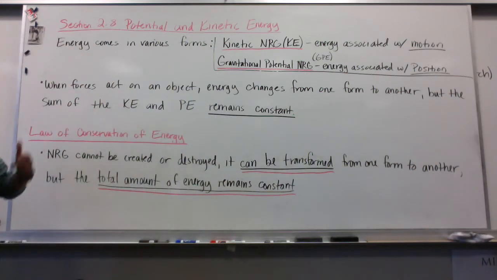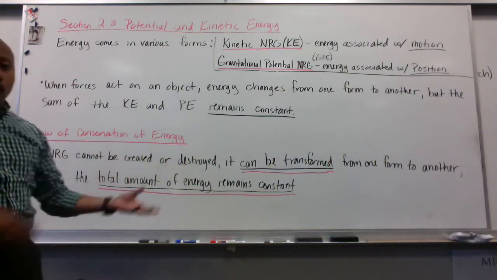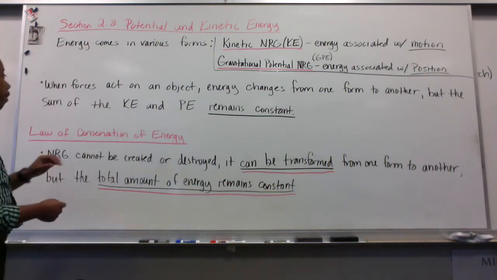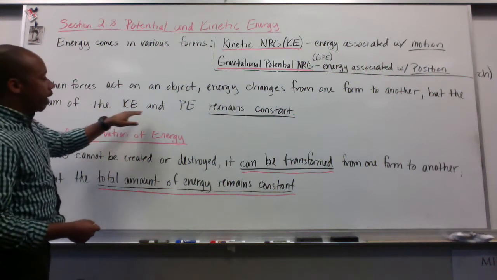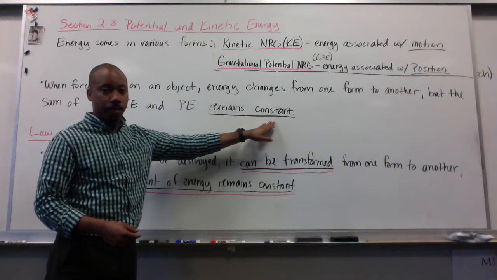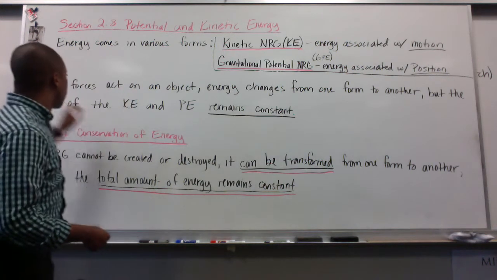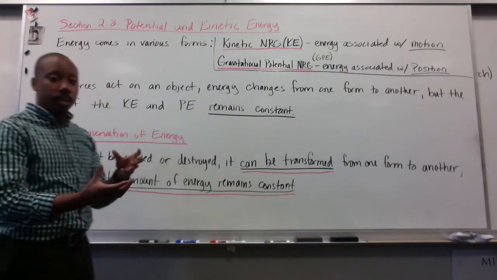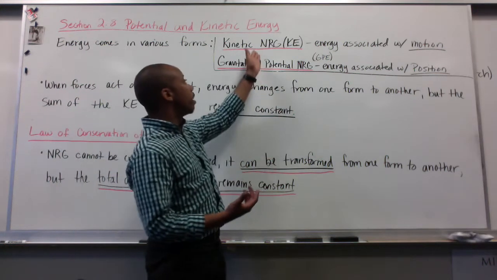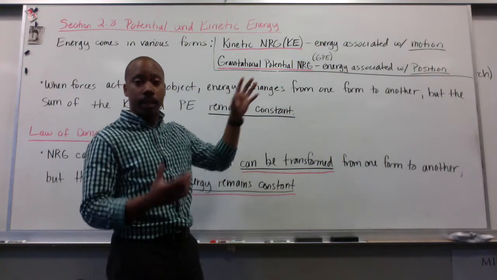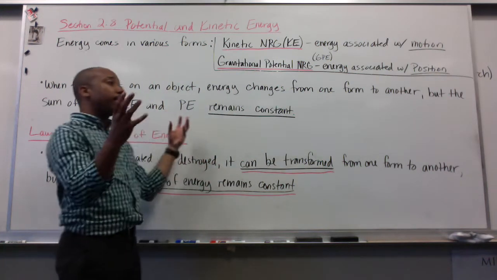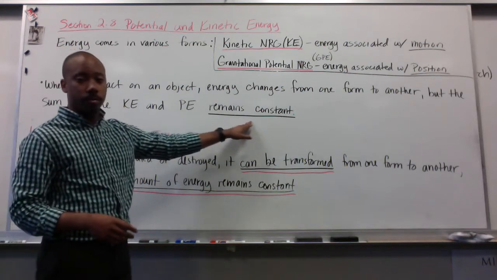When forces act on an object, energy changes from one form to another form. But what's really important to remember is that the sum of the kinetic energy and potential energies remains constant. Again, when forces act on an object, energy can change from one form to the other, meaning it can go from kinetic to gravitational potential energy. It can transform. But the sum of the two remains constant.